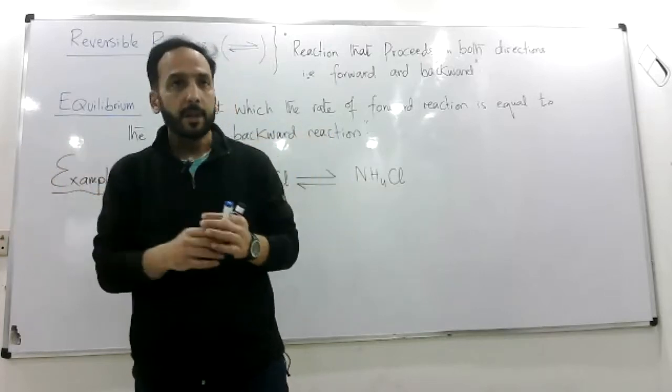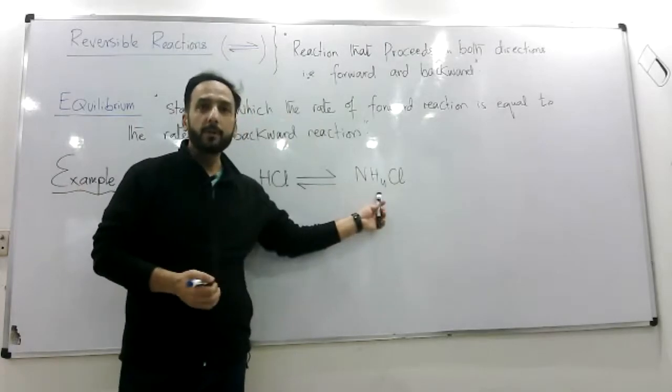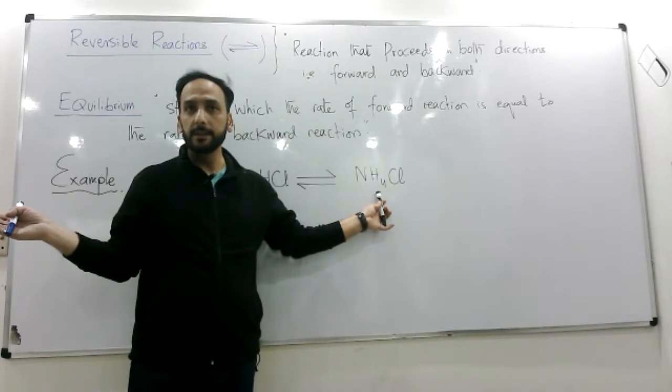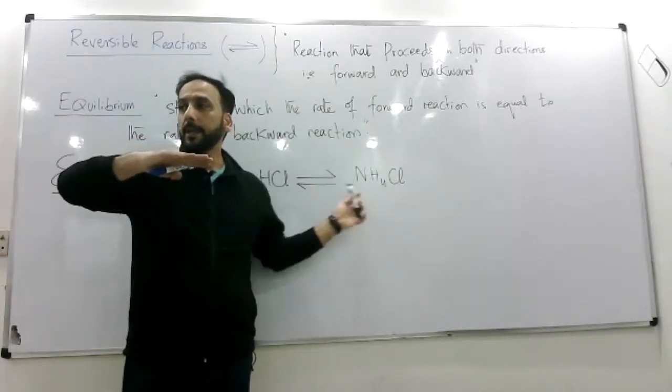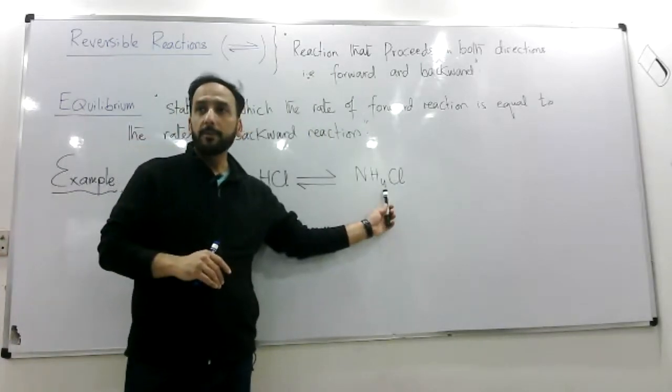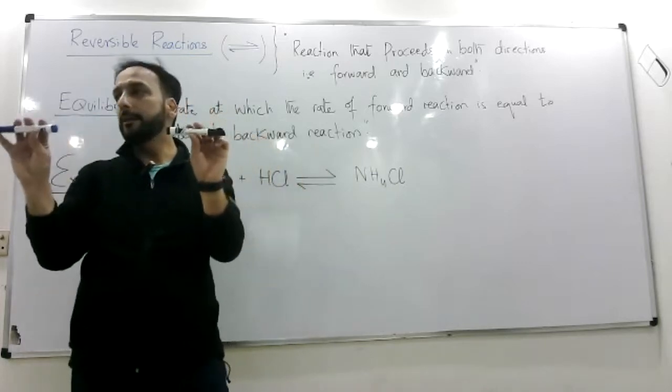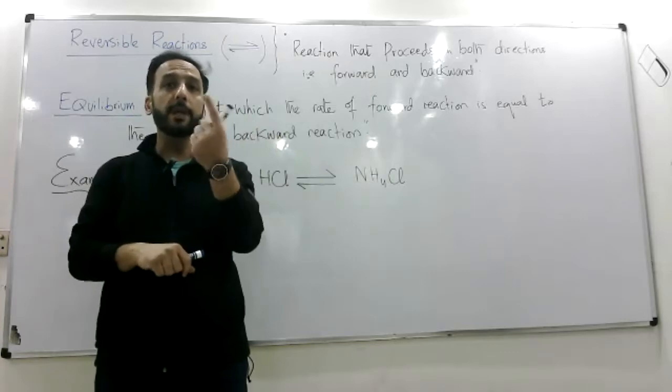Why don't they change? Because जितने molecule product के बन रहे हैं, उतने ही molecule break down हो जाते हैं, ठीक है? After equilibrium, if 10 molecules of ammonium chloride are formed, so 10 will break down. So the number of molecules of product and reactant will become constant, right? That is what equilibrium means.